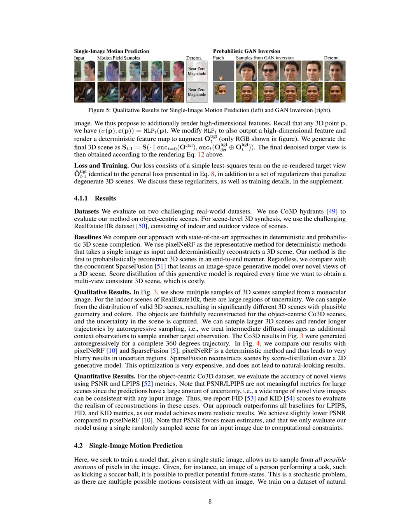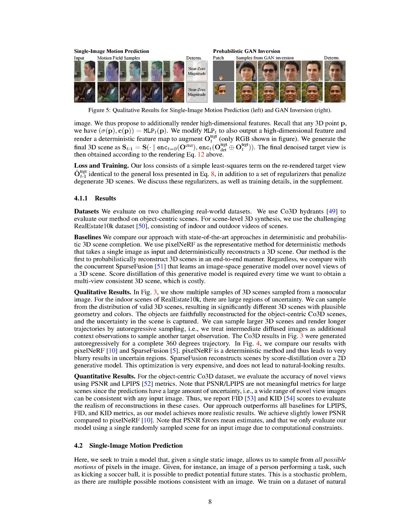Moreover, we utilized autoregressive sampling to generate larger 3D scenes and longer trajectories. This involved treating intermediary diffused images as additional context observations to sample another target observation. We used this approach to generate complete 360 degree trajectories from the Co3D results.